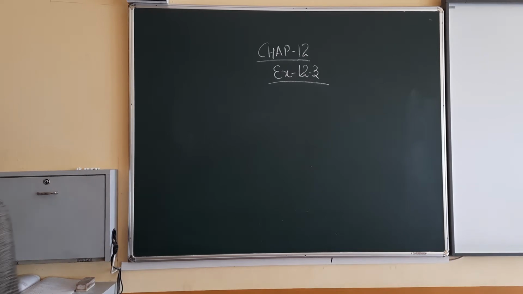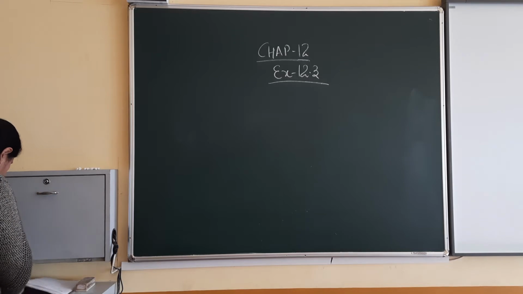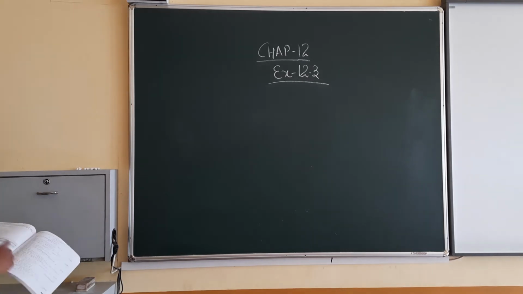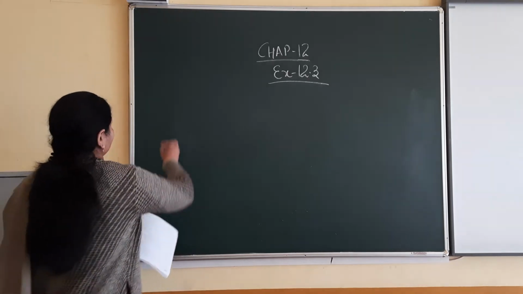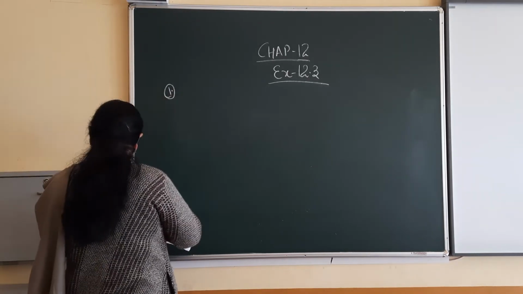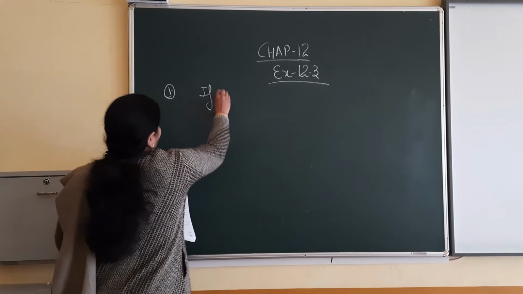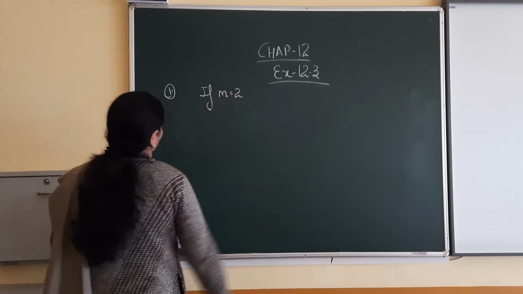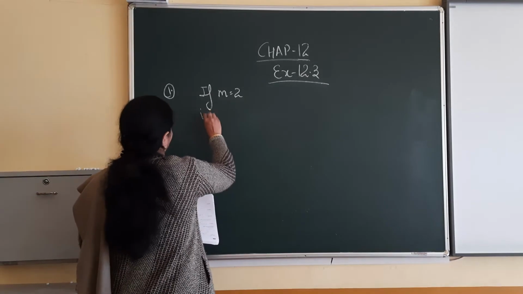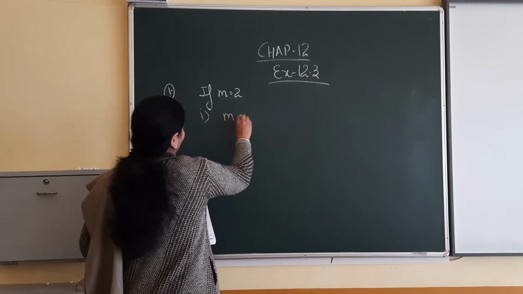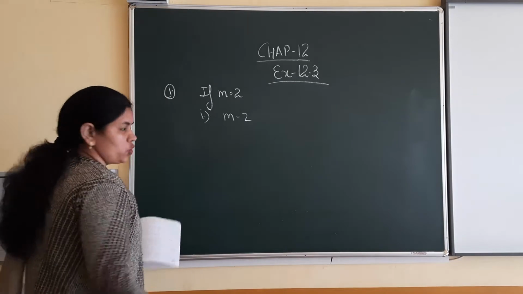So in today's class, I am taking exercise 12.3, and here question number 1 is: if m is equal to 2, then find the value of m minus 2. m is equal to 2. The value of the variable is given as 2 here. Then we have to find out, in the first part, m minus 2. So this question is very easy.